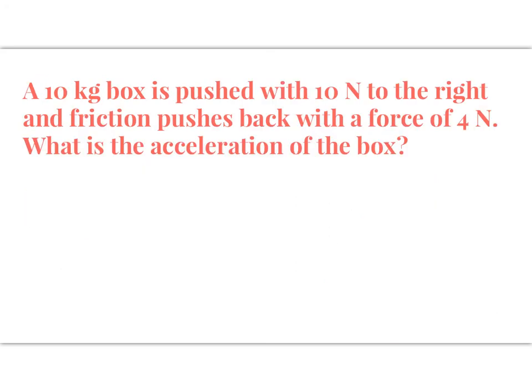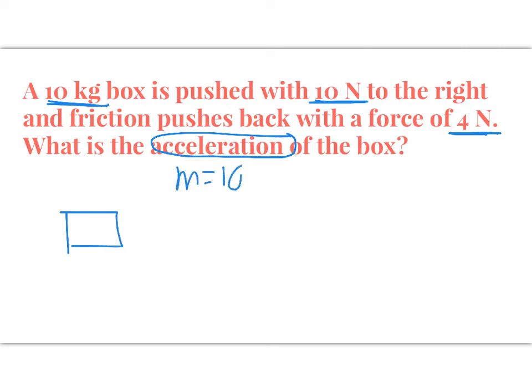Okay, so let's just go through an example problem. A 10 kilogram box is pushed with 10 newtons to the right, and friction pushes back with a force of 4 newtons. What is the acceleration on the box? So first, let's get started by making a free body diagram. My mass is equal to 10 kg, and my box is being pushed 10 newtons to the right and 4 newtons to the left.